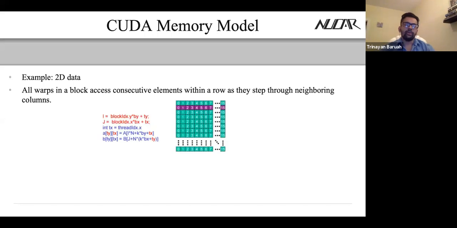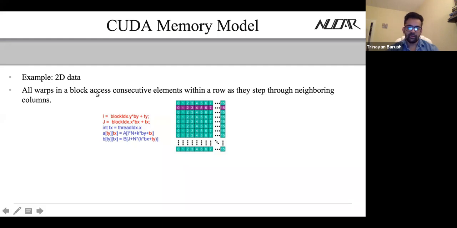So think about how a 2D array is actually laid out in memory. For those of you who know C programming, you know that C follows row major order, which means that if you have a 2D array, the elements next to each other in the same row are placed consecutively in memory. So for example, here all these 0, 1, 2, 3, etc. will be placed consecutively next to each other.